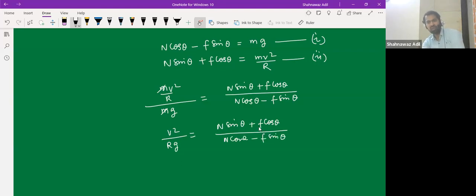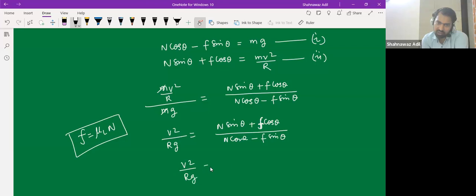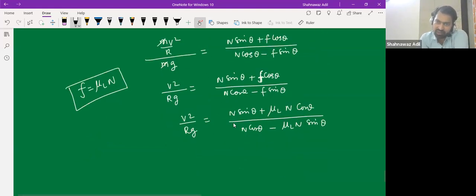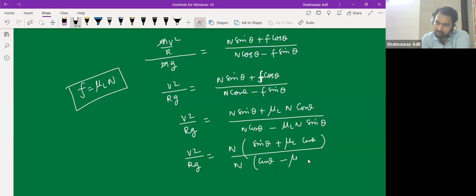So can you tell me, do we know the value of this frictional force? Do we know the value of friction? Yes, it is mu l N. So v square by rg is N sin theta plus mu l N cos theta, divided by N cos theta minus mu l N sin theta. This N is common everywhere, so we can take out this N. This would be sin theta plus mu l cos theta, and from the denominator, cos theta minus mu l sin theta. So N cancels, right?